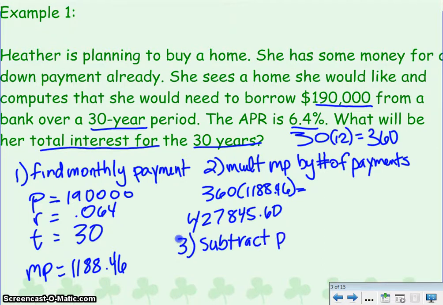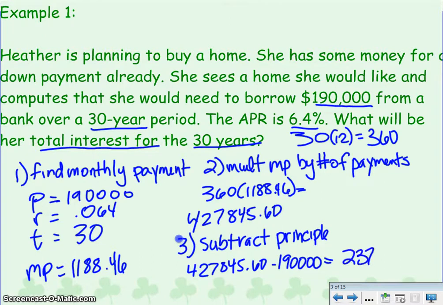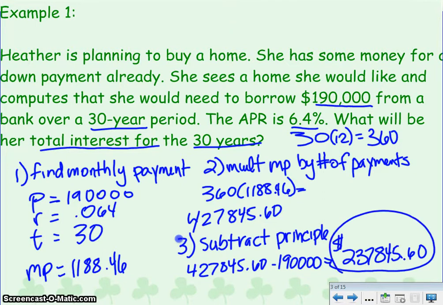Finally, the last step, step 3, is to subtract the principal. So looking at that, we have our $427,845.60 minus the $190,000 in principal. And wow, look at this. $237,845.60 in interest alone paid on this 30-year account. So literally we're paying more in interest for this loan than we are for principal.